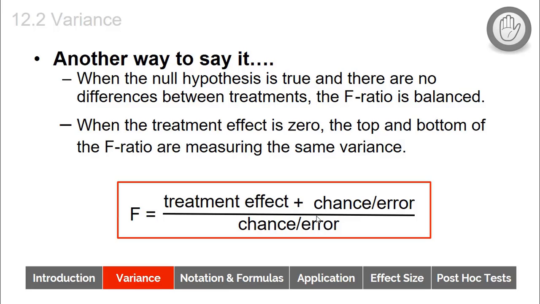But if we do have a treatment effect, that's going to make the numerator larger. And our denominator will be smaller than the numerator, which will mean that our F will be more than 1.